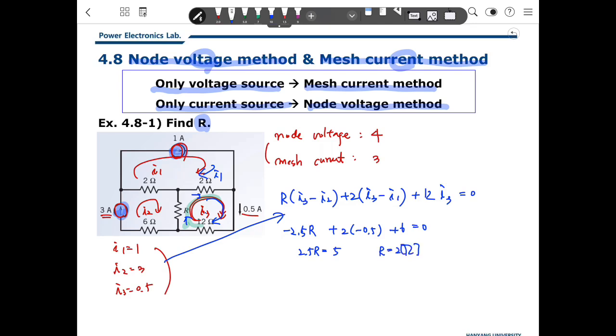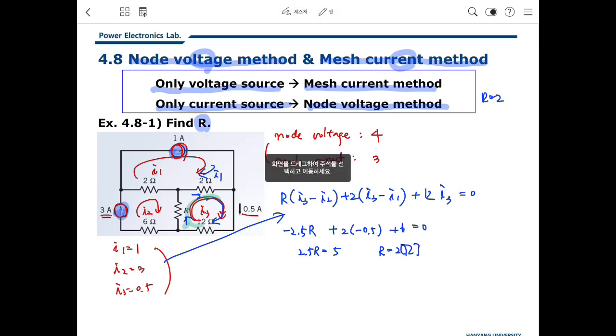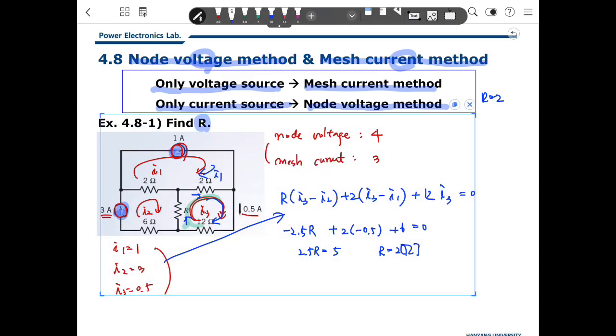Then how about the node voltage method in this case? R is 2, so we'll try that again.